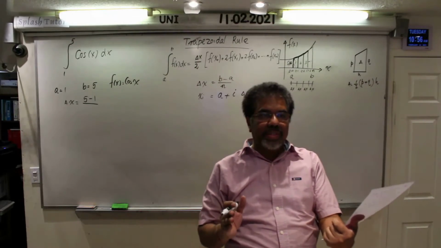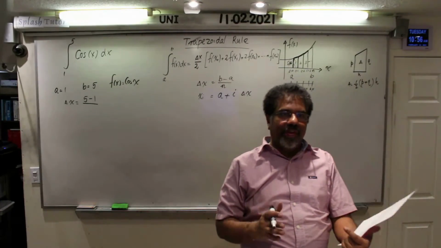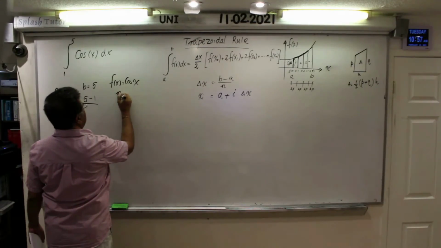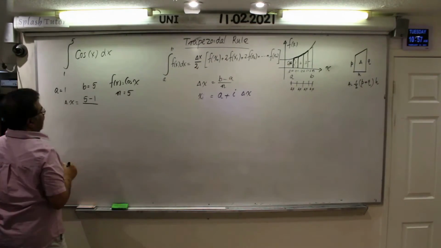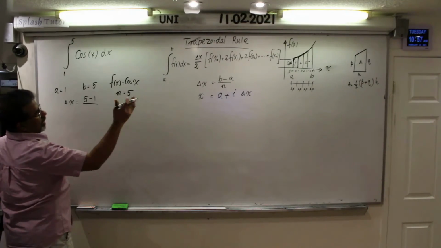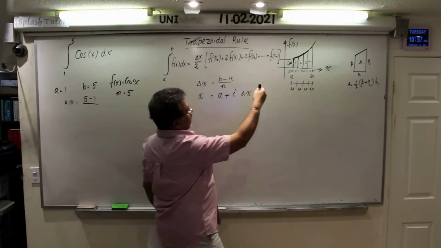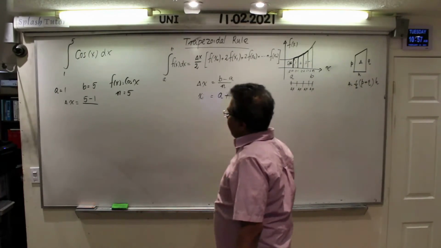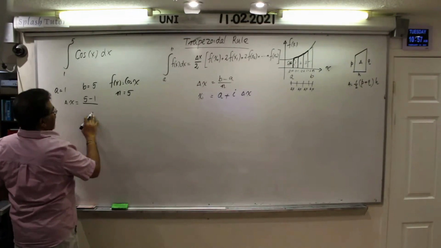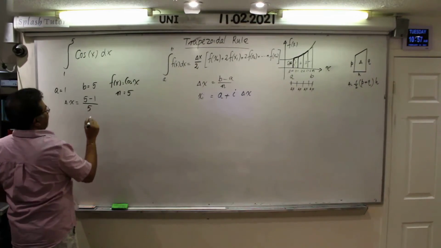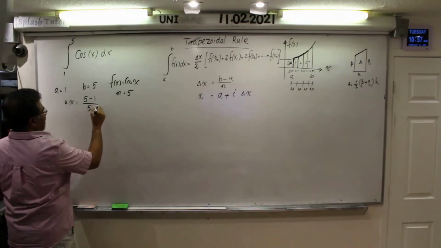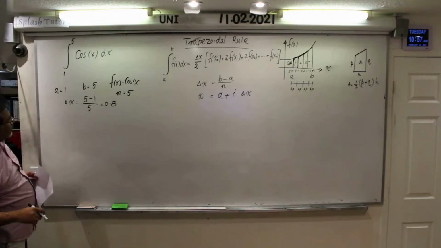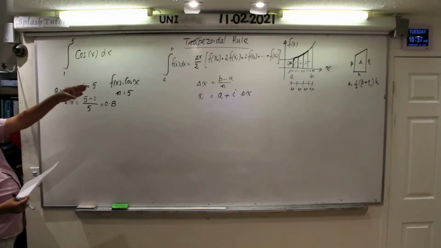5 equal subdivisions mean this n is equal to 5. That's what they want to do. They want 5 pieces. See, this is the n pieces, because we start from 0, that's why. So 5 minus 1 divided by 5, and that is equal to 0.8. Now let's plug into that.